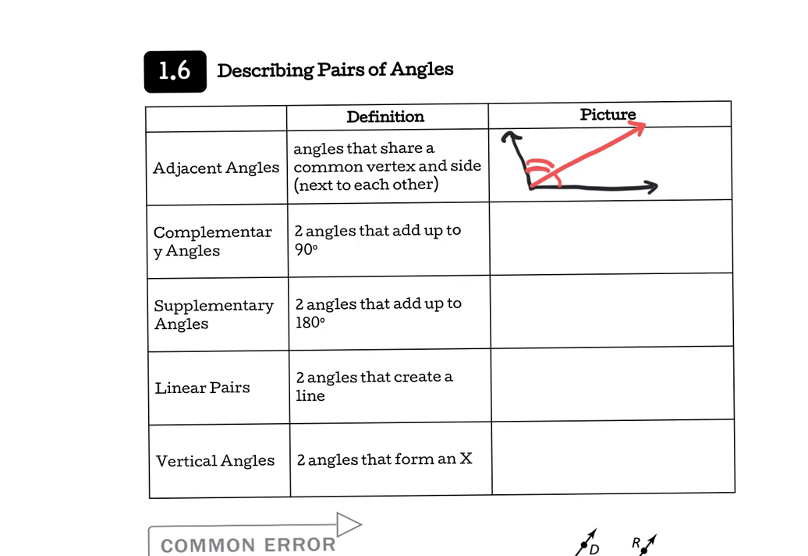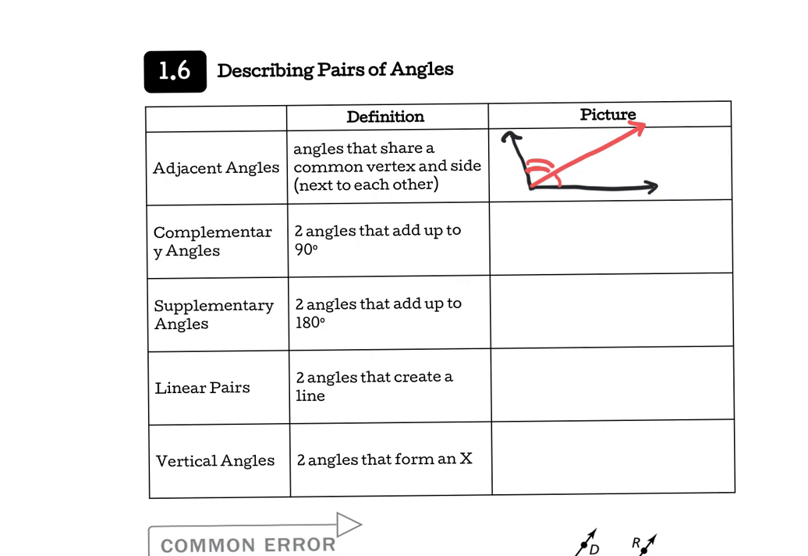They have this ray that goes right through the middle and kind of splits them, but these two are next to each other. That's what the word adjacent means, is next to. If I say my neighbor's house is adjacent to my house, it means it's right next to me, right? They have a common vertex, they share a vertex, and they share a side. So on this one, we're talking about this angle here and this angle here, they share this common side. So that would be what we call adjacent.